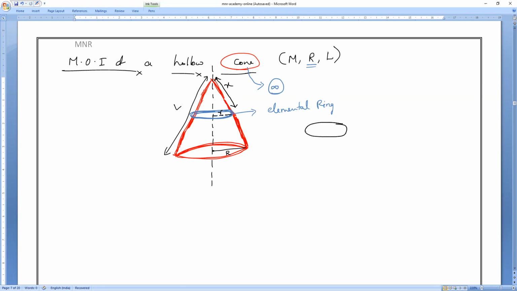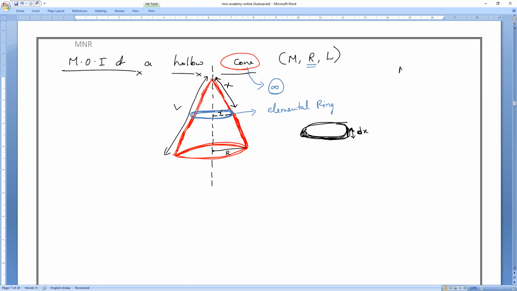Now you can see the ring in our hand. Definitely it will have some thickness. Will you all agree with me? The ring has some thickness. Am I right or wrong? So that thickness I will assume as dx. What is the thickness of this one? dx. So the thickness of the ring is dx.